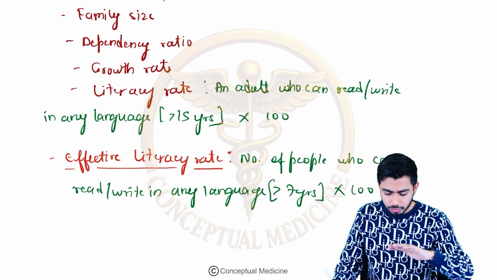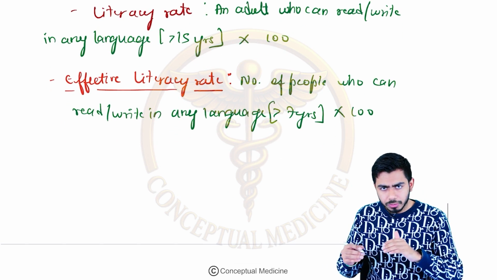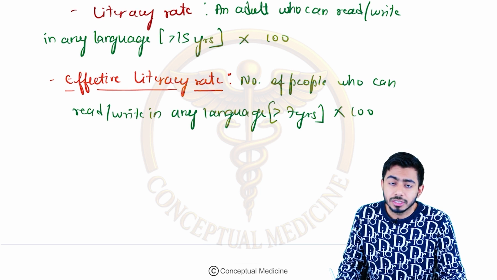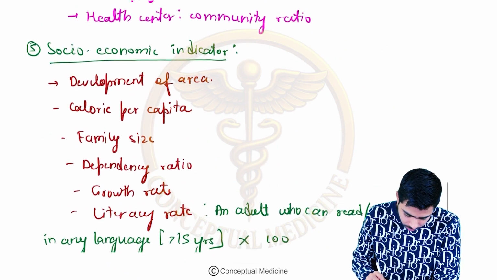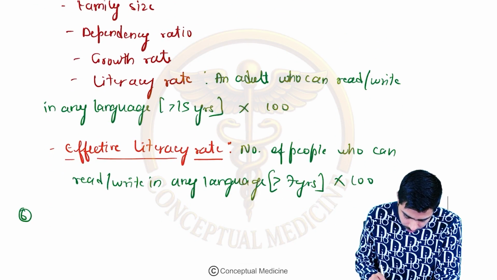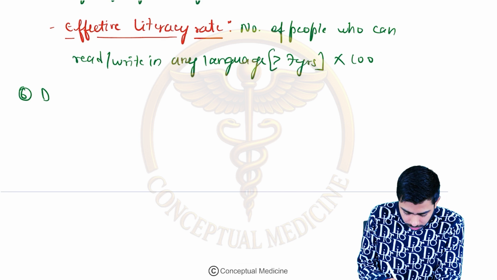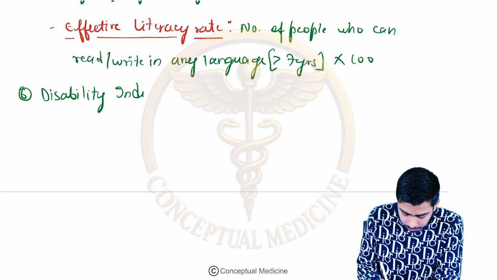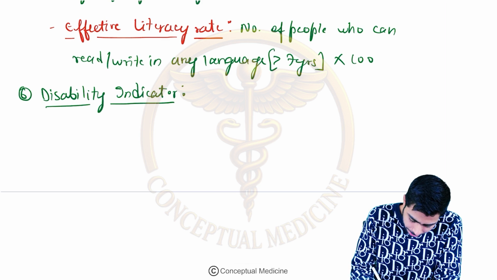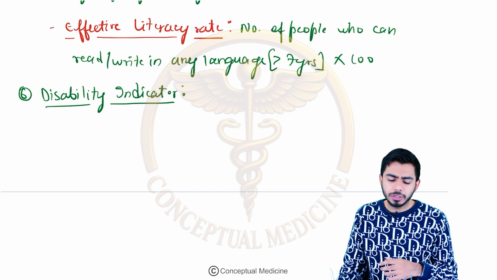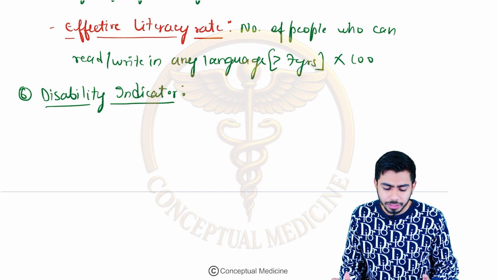Okay, now understood. Now we are coming to one more important indicator, that is the disability indicator. We had talked about the fifth one, now we are coming to the sixth indicator, that is the disability indicator, right? In the disability indicator, we shall talk about a very important term. We are talking about several kinds of disabilities, right?